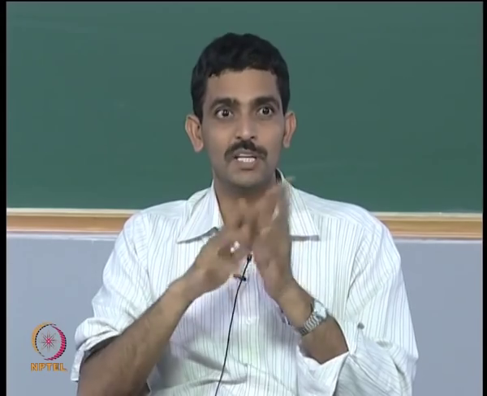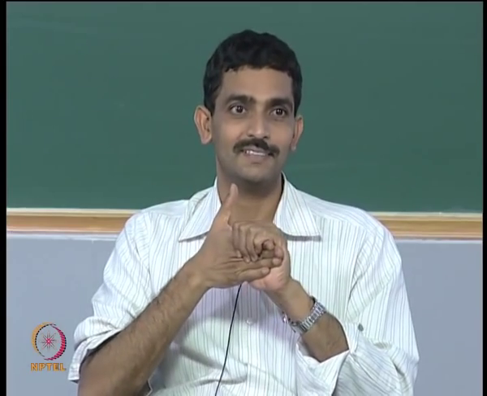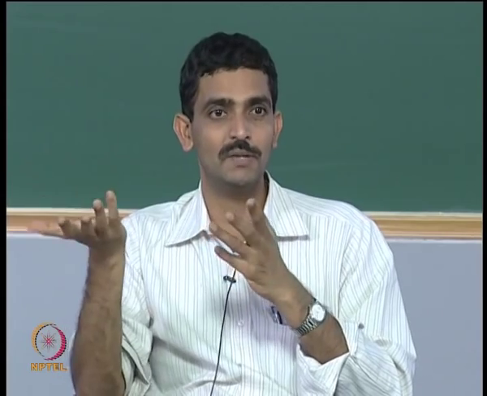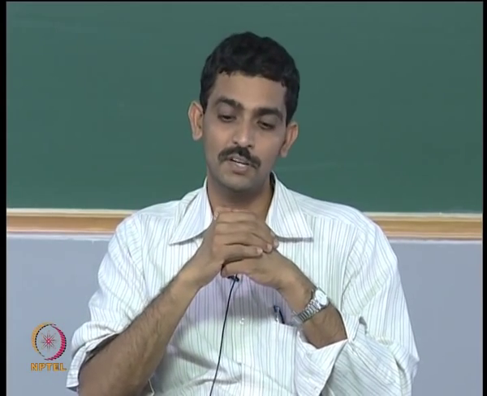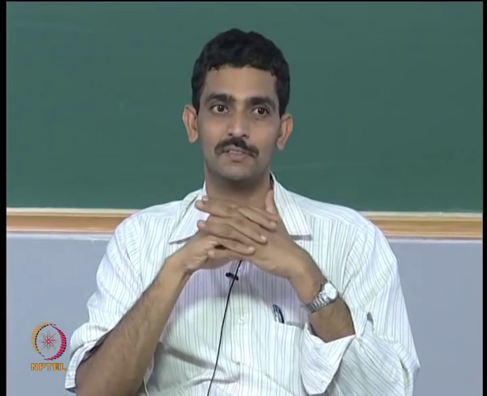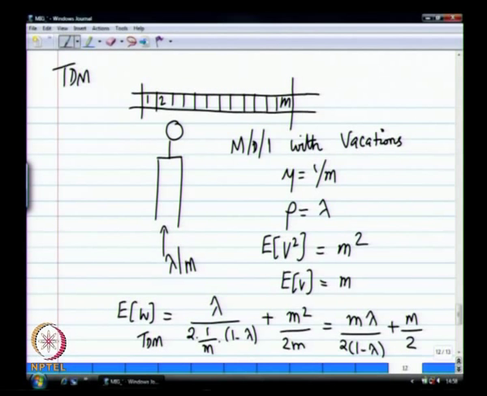The actual transmission time is only one slot, you are done, whereas in the case of FDM you needed m slots to actually send the packet because your bandwidth is divided. Here you have a 200 megahertz channel, it is divided in time; there it is divided in frequency, that is why. So if you want we can simplify this further to m by 2 into 1 minus lambda.